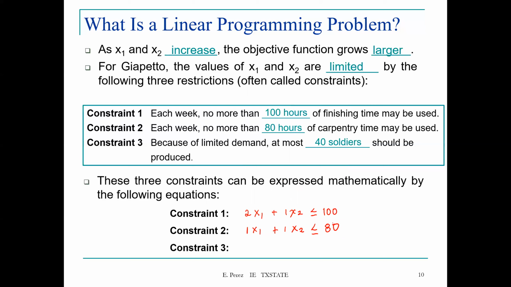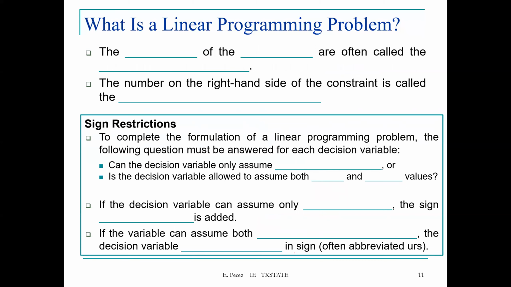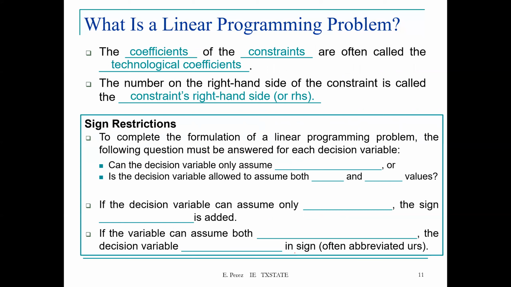And then finally, we have the constraint for the limited demand of the soldiers. We know that that has to be less than or equal to 40. We should not produce more than that. And since the decision variable for soldiers is x1, x1 has to be less than or equal to 40. The coefficients of the constraints are often called the technological coefficients. The number on the right-hand side of the constraint is called the constraint's right-hand side.